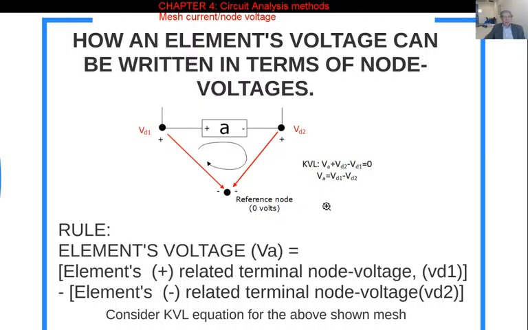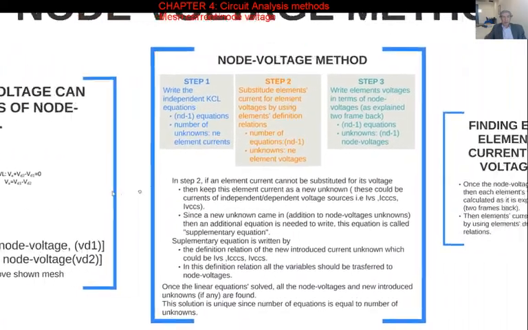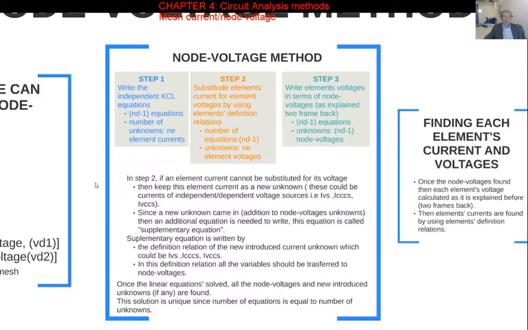VD1 minus VD2 is this element voltage. So you have to have the element voltage reference or current reference in order to write the element voltage in terms of node voltages according to this rule. This step is critical, because once you know the node voltages, you can write the element voltages. So the next step, then, we can introduce the new method now.